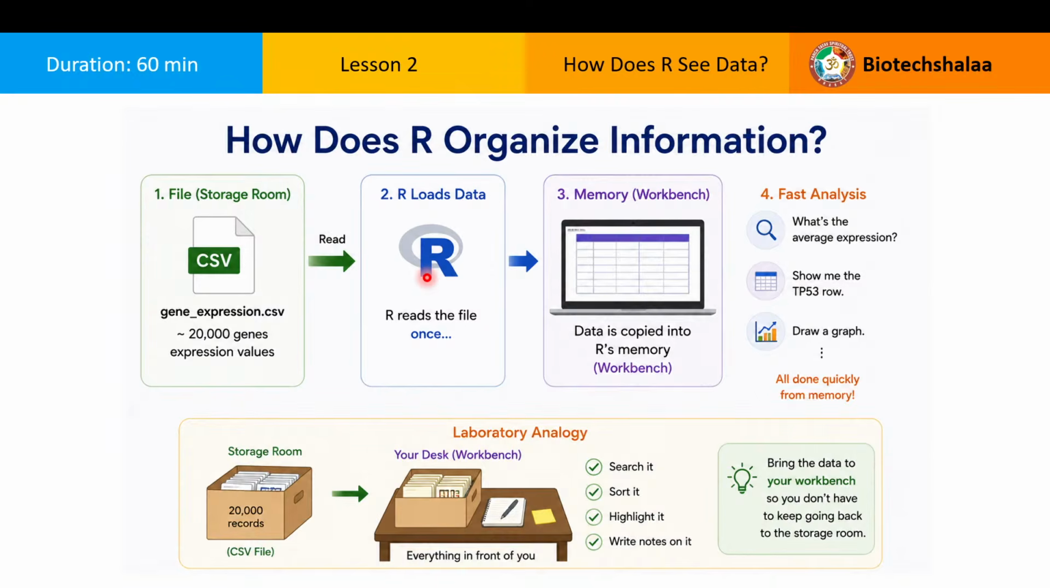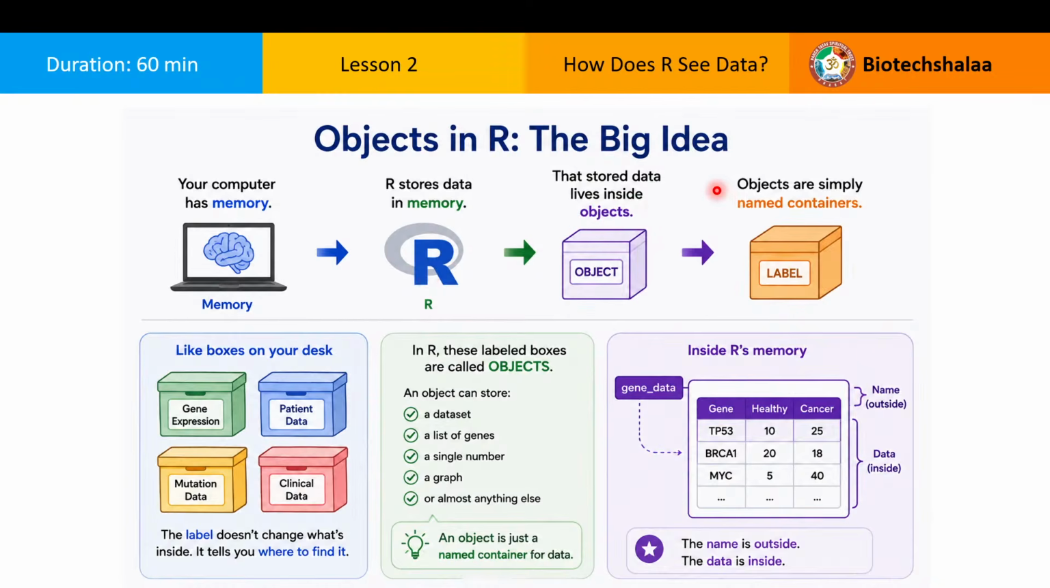R uses exactly the same idea. In R, these labeled boxes are called objects. So this is our first official term, objects. Did we get the idea of what objects are? An object is simply a place where R stores something. An object can store anything. It can store a data set, a list of genes, a single number, a graph, or anything else. The important idea is that an object is just a named container. So are we clear what an object is?